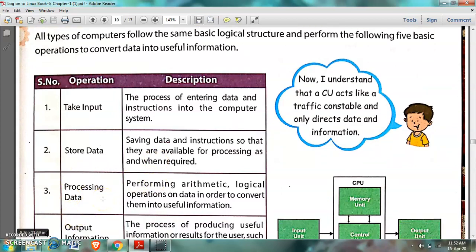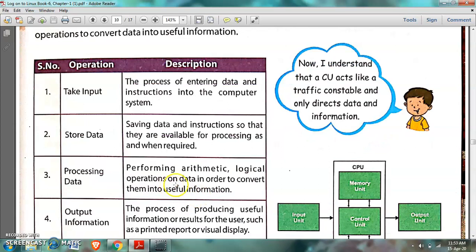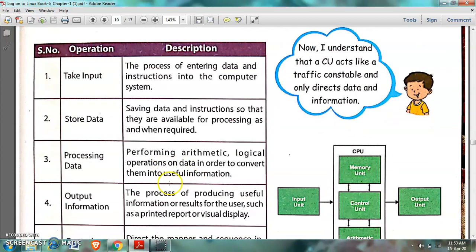Third is processing, performing arithmetic and logical operations on data in order to convert them into useful information. Children, the work which is done by the CPU, that is processing of data, all the computers perform this task, and with this task the raw data is converted into useful information. No doubt this work is performed by all types of computers, whether it is mainframe, mini computer or supercomputer.